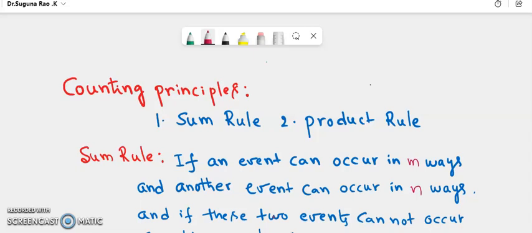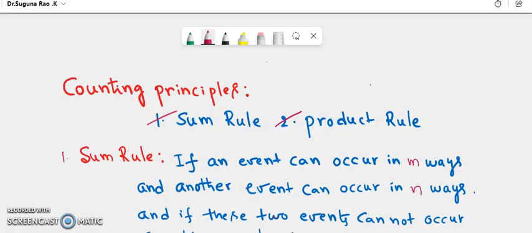In this video, we are going to see the counting principles. Basically, there are two types of counting principles. The first one is the sum rule and the second one is the product rule. Let me see them one by one. What is the sum rule?